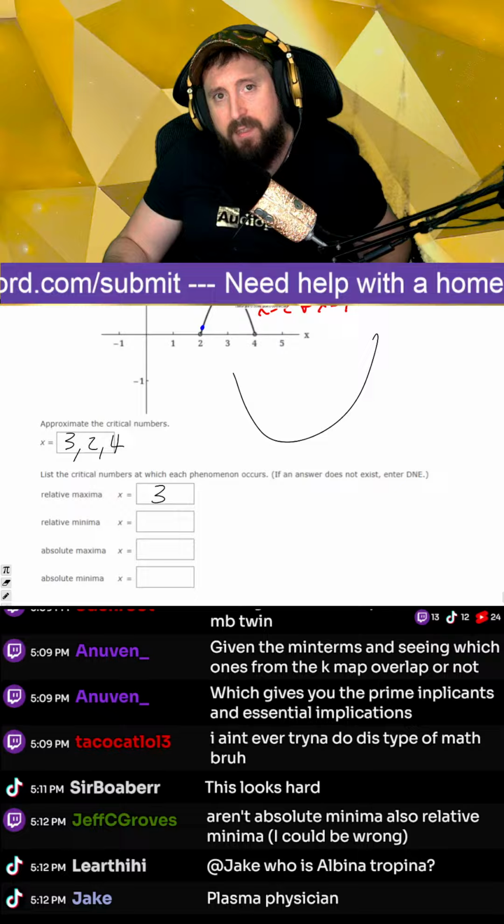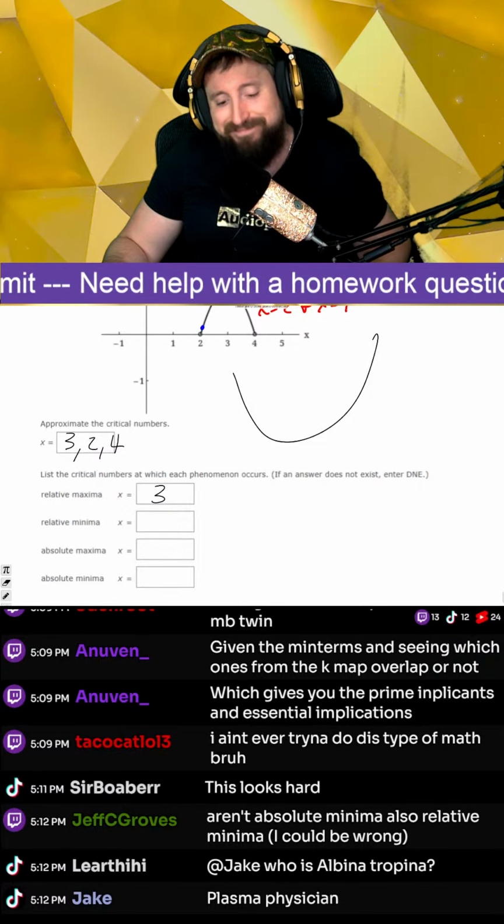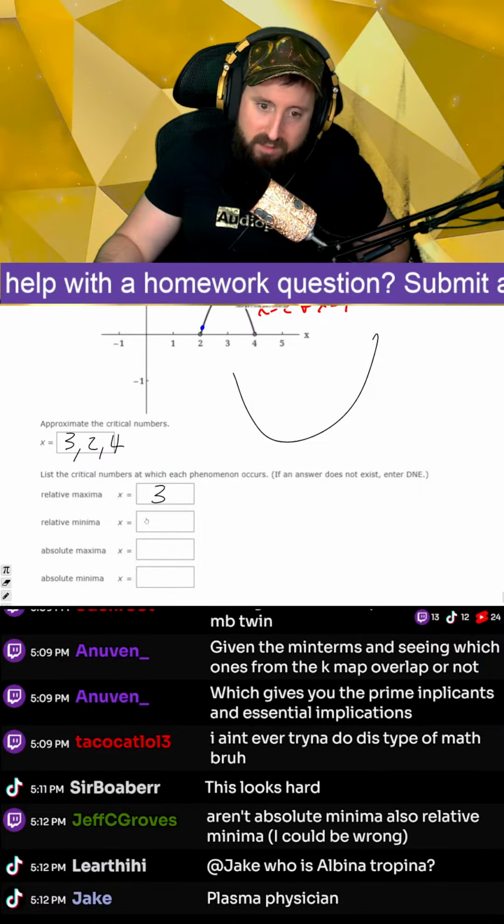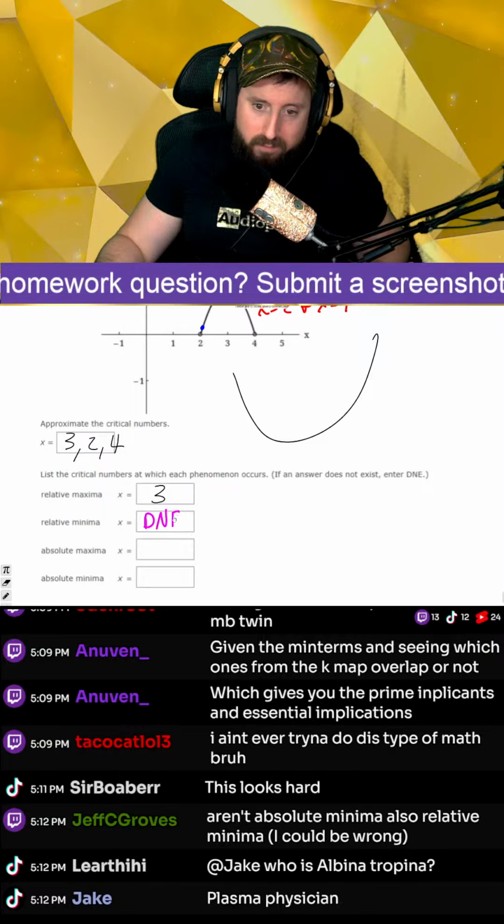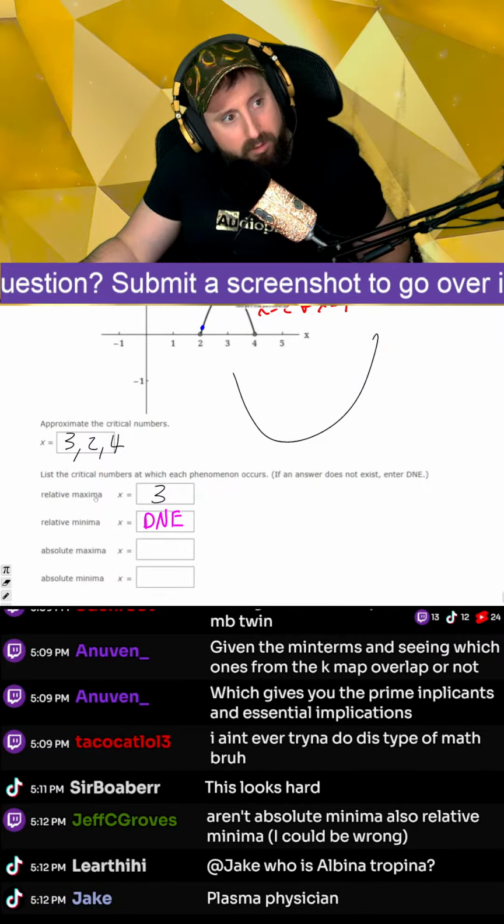Jeff in the chat is saying that absolute minima are relative minima. I don't know. That's a thing for the, I don't know, the technical police court or something.